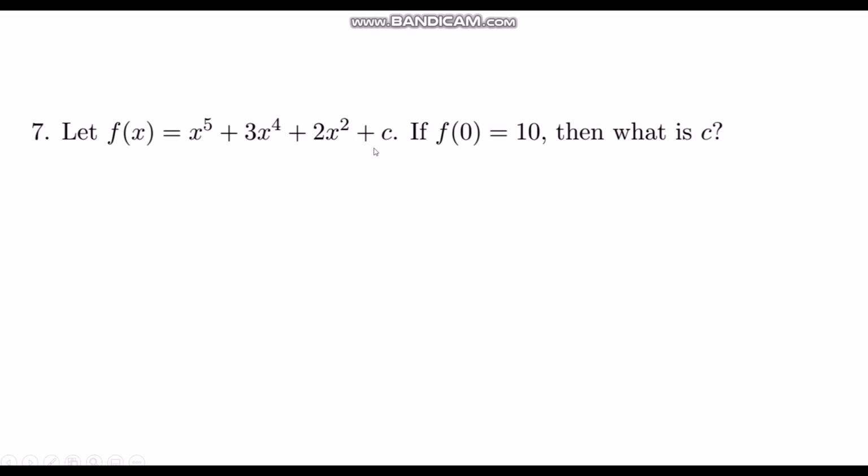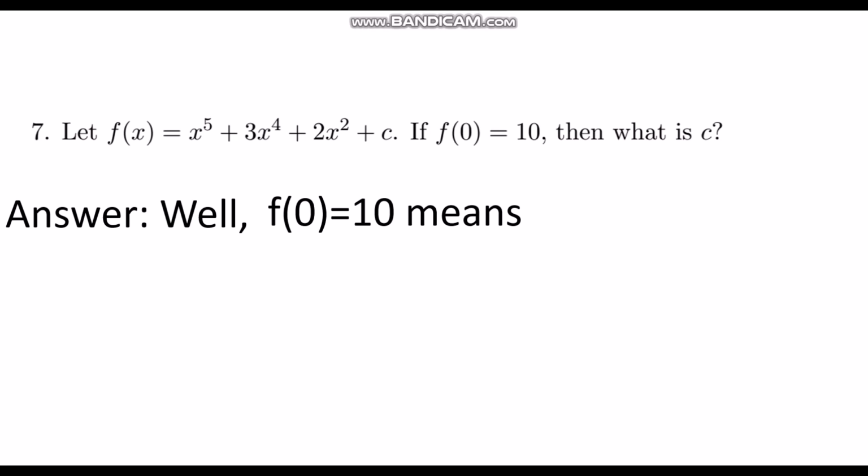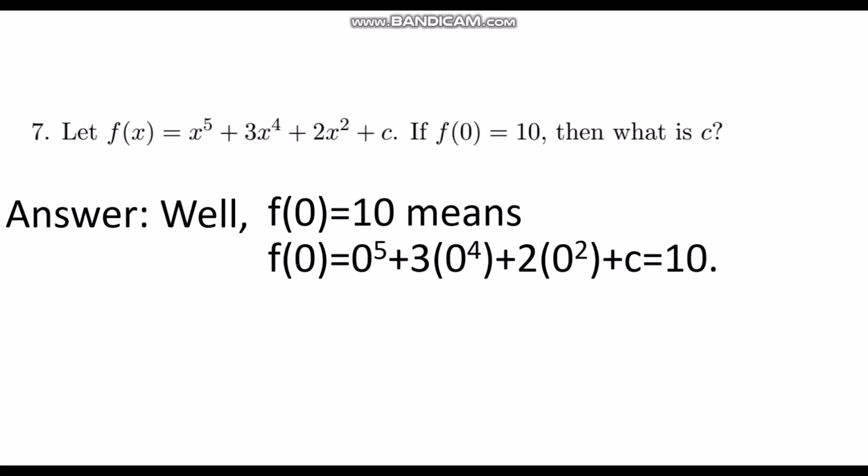All right, so we're given some function here. If f of 0 is equal to 10, then what is c? Well, let's just plug in f of 0 into our function. F of 0 is equal to 10 means what? F of 0 is equal to, we're plugging in 0 everywhere we see x.